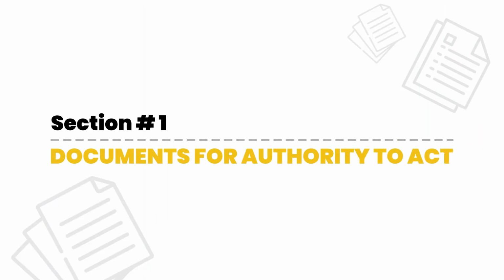Documents for authority to act. Before you file anything, or even think about touching a county claim form, you need to establish that you have the legal right to act on someone else's behalf. This is where most beginners skip steps and pay for it later.